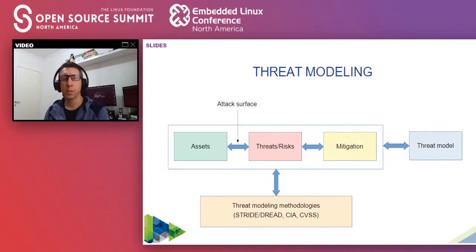So a threat model is basically represented by this diagram that I created. We have the assets that we want to protect. We have threats or risks to these assets, right? And we want to mitigate them. So the threat modeling process helps you identify all of the threats and find a way to mitigate them. And that's really what a threat model is.